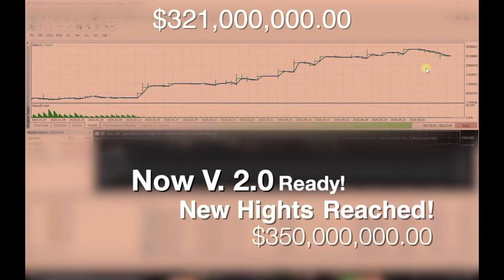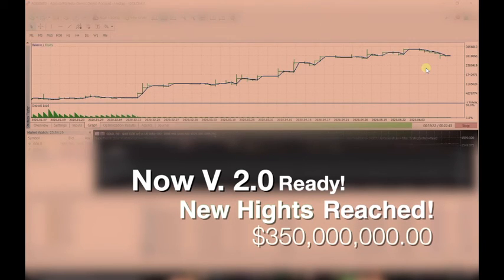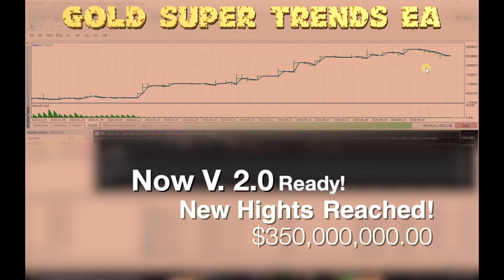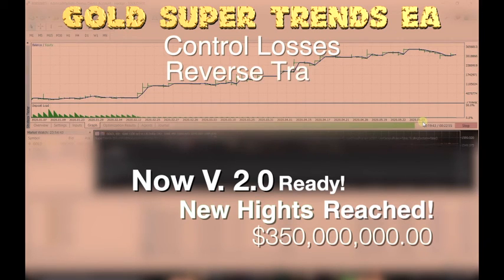Also, in this EA, Gold Super Trends, we have a few other systems that I don't want to talk too much about, but I'll give you small hints. We have some systems in place to control losses. We have a system to control reversing the trades. Instead of opening a buy, we open a sell. Instead of opening a sell, we open a buy, and so forth. We also have some risk controlling.